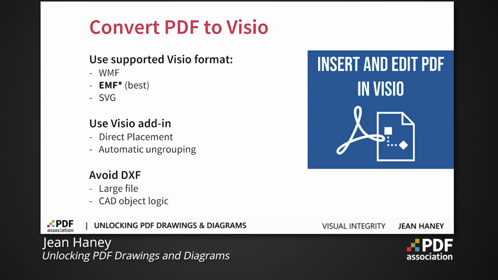Of these, the best match is EMF, followed by WMF, both the native Microsoft Windows metafiles. It may go without saying, but you always want to get as close to the target application's native format as possible when converting PDF. CAD formats, DXF and DWG, should be avoided since they are usually very large files which don't map as well to Visio as the others mentioned.